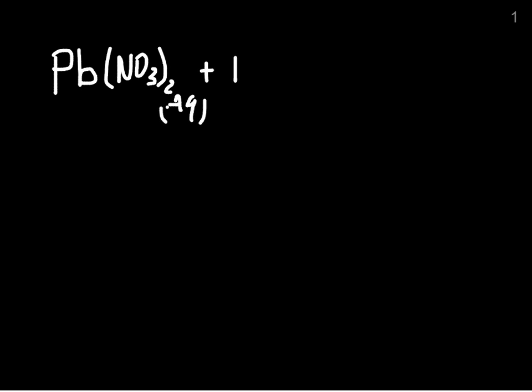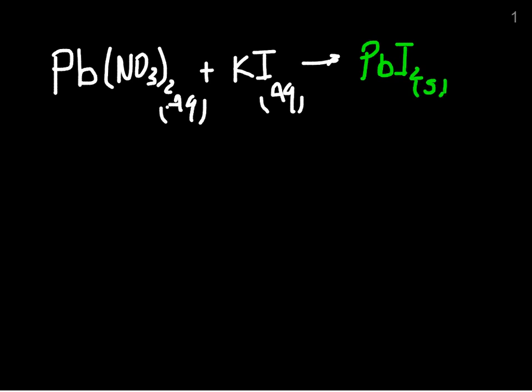I added to it potassium iodide that I also dissolved in water, so it gets the aqueous. When they went together, I formed lead iodide, PbI2, that turned out to be a solid. And to complete the reaction, I also had potassium nitrate, KNO3. And that happened to stay dissolved, aqueous. Now, how did I know all that stuff? How did I know which product was the solid, which stayed in solution?